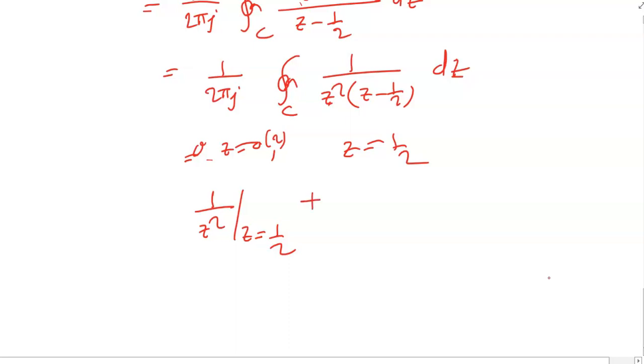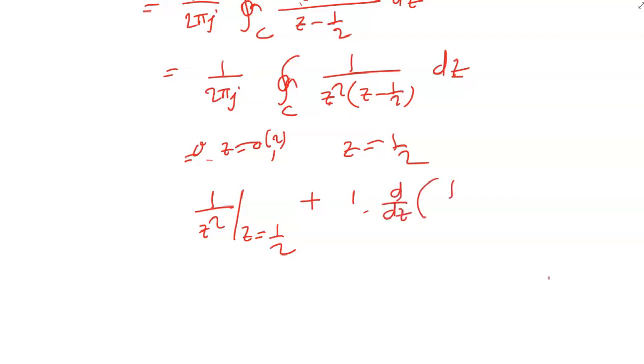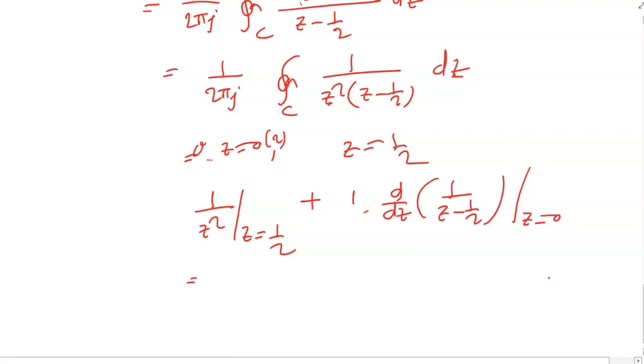plus residue of this function at z equal to 0, which has multiplicity of 2. So we'll use 1 upon 2 minus 1 factorial, that is 1, and d/dz of 1 upon z minus half evaluated at z equal to 0. So this becomes 4, right? Half square is 1 upon 4, so it comes to the numerator. So 4 plus, differentiate it.